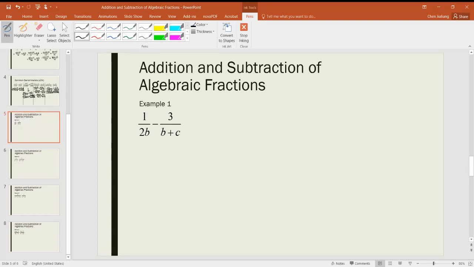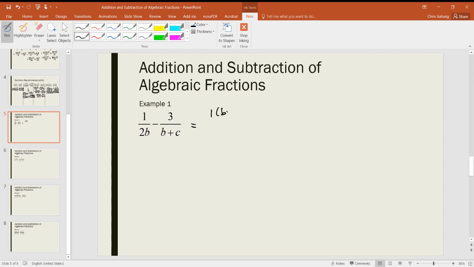Let's take a look at an example over here. For this question, there are no common factors for the denominator. The common denominator in this case will be 2b multiplied by b plus c. So what we'll do now is multiply b plus c to the first fraction.